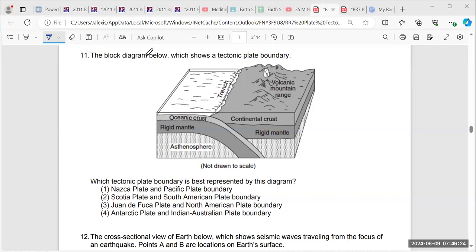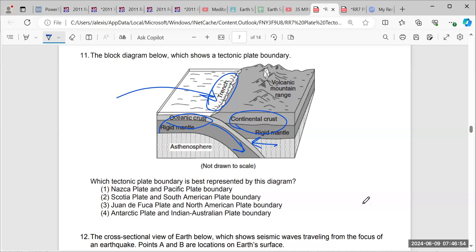Number 11, the block diagram shown below shows a tectonic plate boundary. Which tectonic plate boundary is best represented by this diagram? Well, we see right here the oceanic crust is sinking underneath the continental crust. We also see a trench that was formed here. And so automatically, that lets me know that this is going to be a convergent plate boundary.